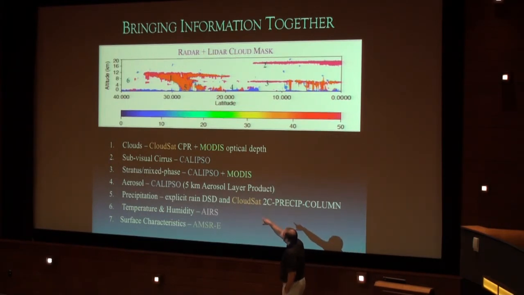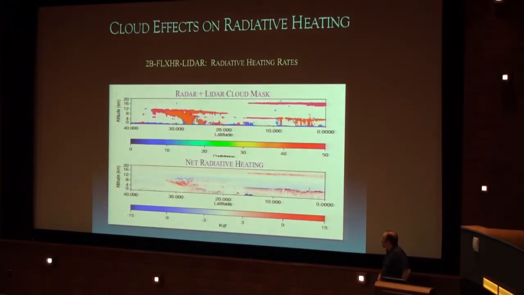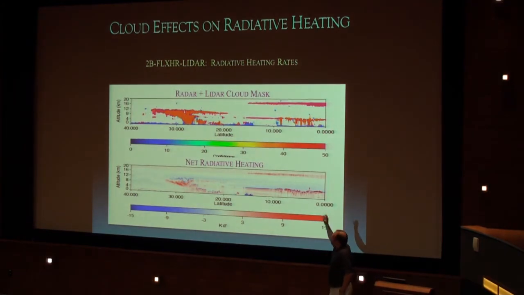There we use CloudSat, MODIS, and CALIPSO. We also use AIRS for temperature and humidity and AMSR-E for surface characteristics. So 5 sensors go into this, all to construct the structure of the atmosphere, which is used as input to a broadband radiative transfer algorithm. And from that, we get an estimate of cloud impacts on radiative heating profiles through the atmosphere, which is really the key way that clouds actually influence the climate system.